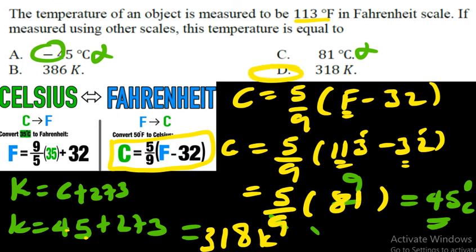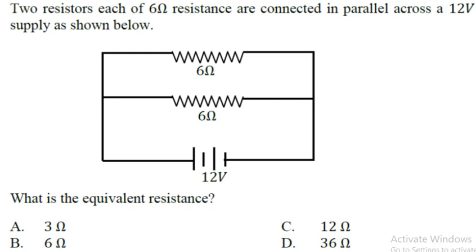Okay, let's continue to the next question. Two resistors, each of 6 ohm resistance, are connected in parallel across a 12 volt supply as shown below. What is the equivalent resistance? So two resistors are connected in parallel, and what is the total resistance?